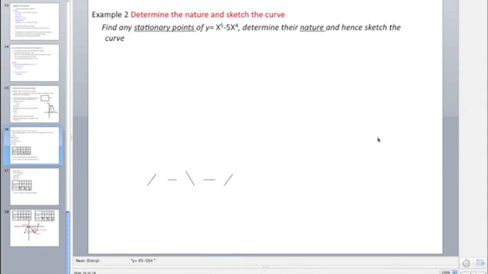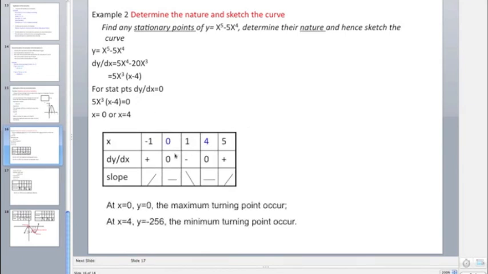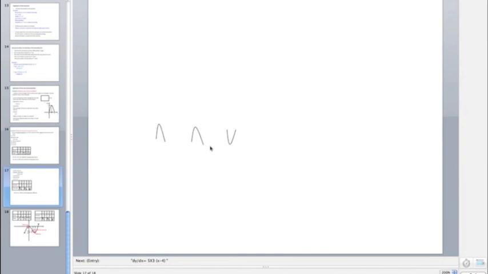The next problem is about determining the nature and sketching the curve. Find any stationary points of this function, then determine their nature and hence sketch the curve. Firstly, we differentiate it once to get the first derivative. Then to work out the stationary points, we make it equal to 0. Then we use a table of values. Then it can be easily seen this is the maximum turning point and this is the minimum turning point.